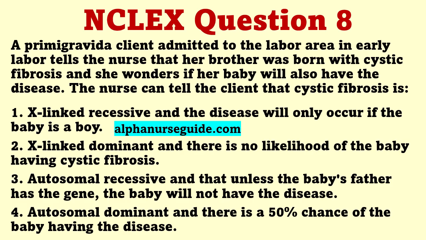The correct answer is 3. Cystic fibrosis and other inborn errors of metabolism are inherited as autosomal recessive traits. Such diseases do not occur unless there are 2 genes for the disease present. If one of the parents does not have the gene, the child will not have the disease. X-linked recessive genes can result in hemophilia A or color blindness. X-linked recessive genes are present only on the X chromosome and are typically manifested in the male child.